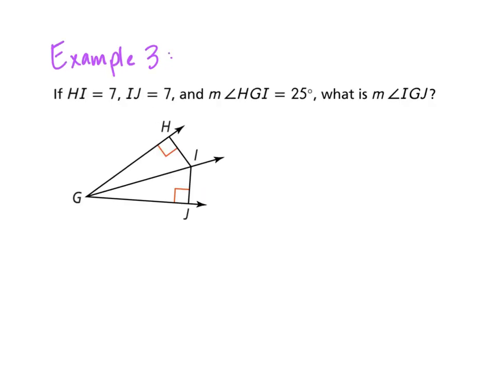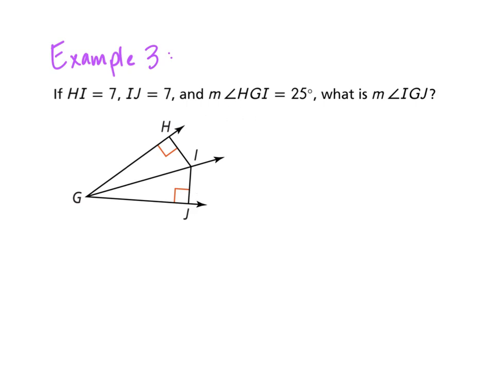Now in example 3 we have a picture, and we have some information up here about this picture. And it says if HI is 7 units, and IJ is 7 units, and the measure of angle HGI is 25, what's the measure of angle IGJ?